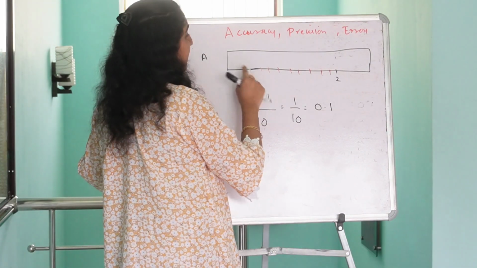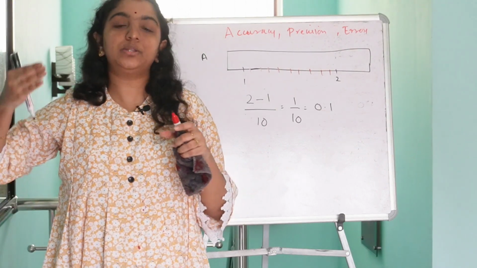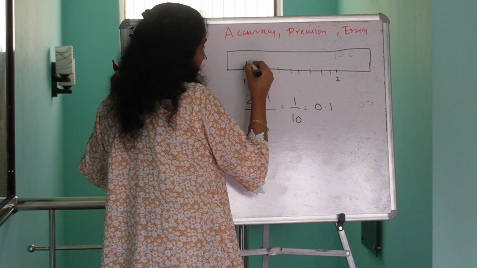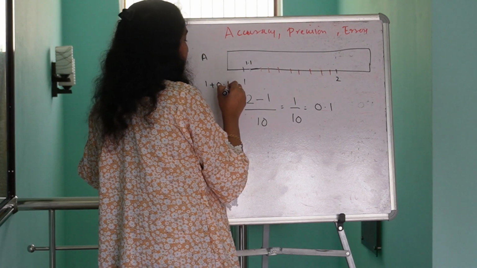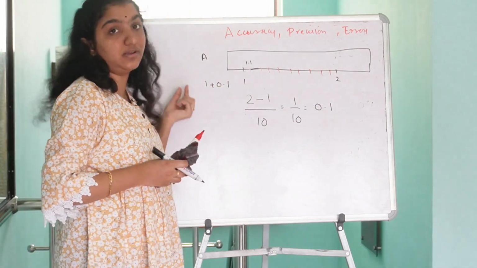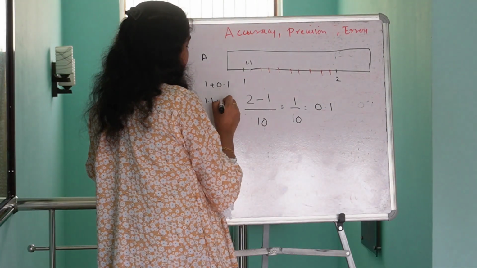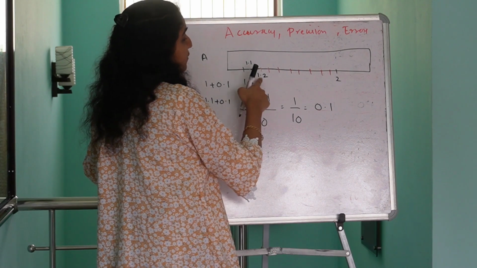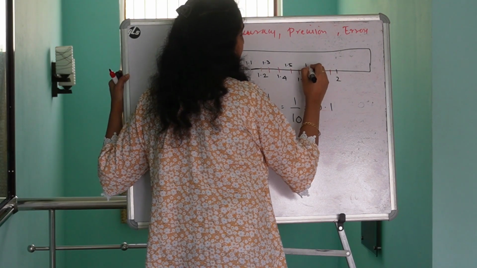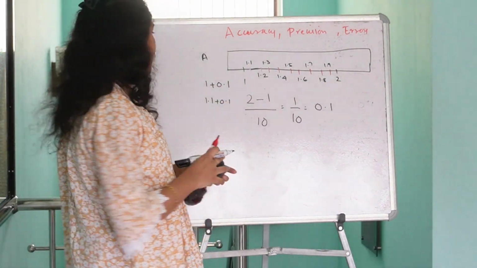So after each division, a value of 0.1 will be added to the previous division. This division is 1, so the next division will be 1.1, that is 1 plus 0.1. A value of 0.1 is added to the previous division value to get the current division value. Again 1.1 plus 0.1 we will get 1.2, again 1.2 plus 0.1 we will get 1.3. Likewise it goes on like this: 1.7, 1.8, 1.9, and the 10th value is 2. Is it clear? Yes.